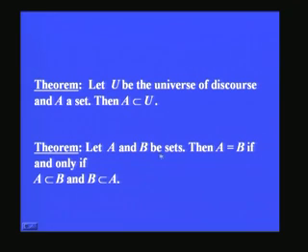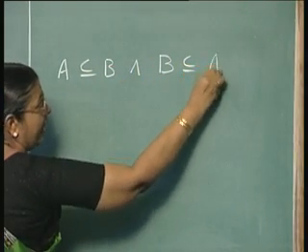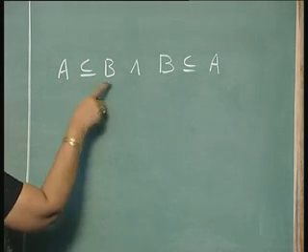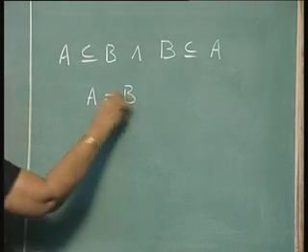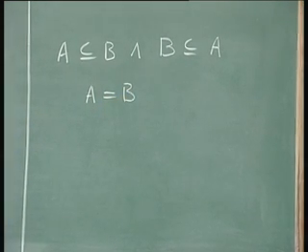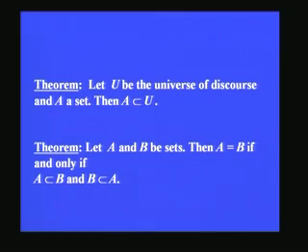Let A and B be sets, then A is equal to B if and only if A is contained in B and B is contained in A. So, here if A is contained in B and B is contained in A, they can be equal also. When you have both, this means A is equal to B. So, here you have to take it as inclusion and not proper inclusion.